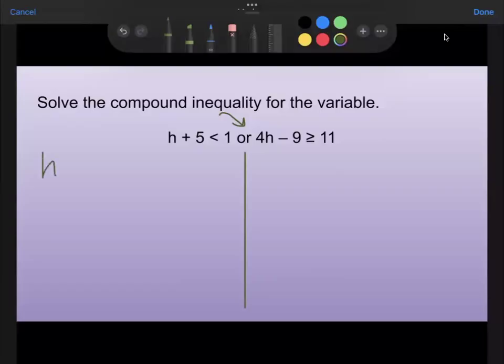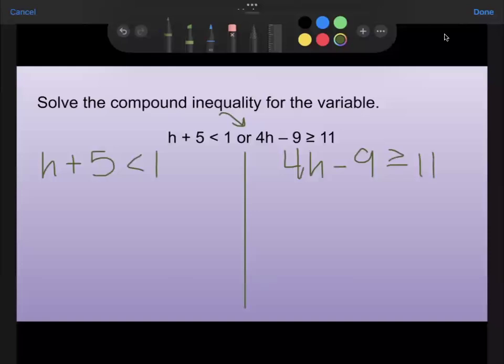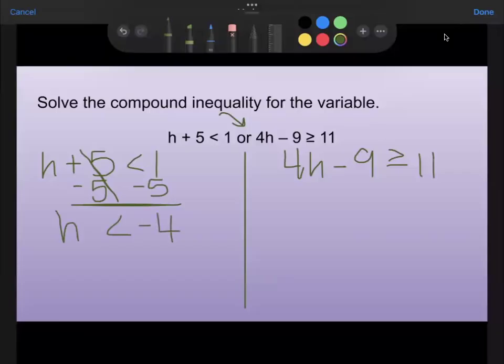This first one is h plus 5 is less than 1. And this one is 4h minus 9 is greater than or equal to 11. So we'll do the one on the left first. We'll subtract 5 from both sides. Cancel this. So we've got h is less than -4.